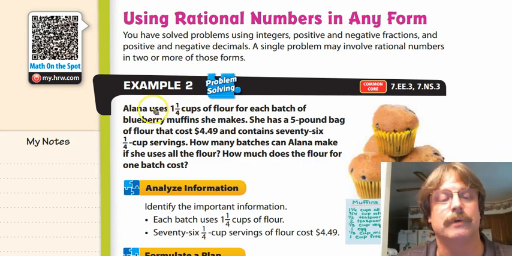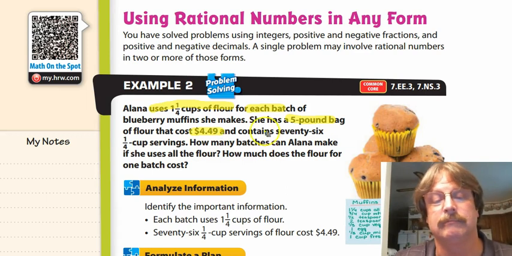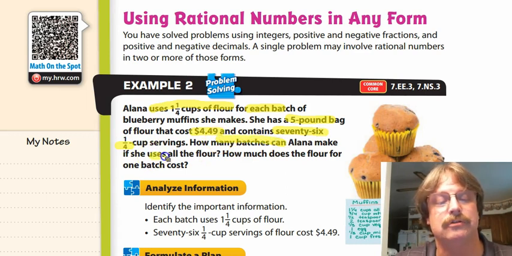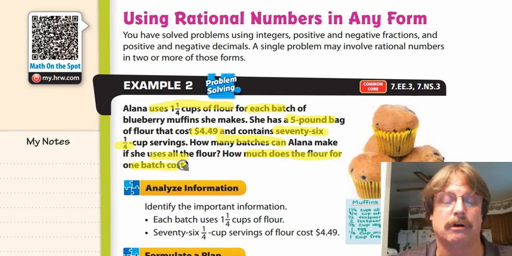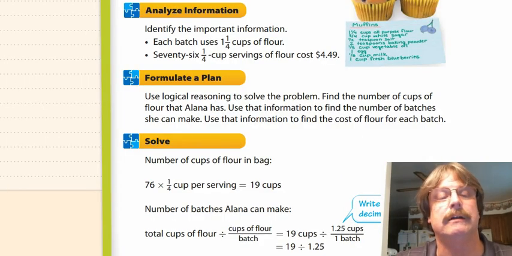Okay. So we have uses 1 1/4 cups for each batch. She has a 5-pound bag that costs $4.49, and that contains 76 1/4-cup servings. How many batches can she make to use all the flour, and how much does flour for one batch cost? Okay, so you got a lot of information there. So we look down and we start analyzing what we have. So each batch uses 1 1/4 cups of flour.